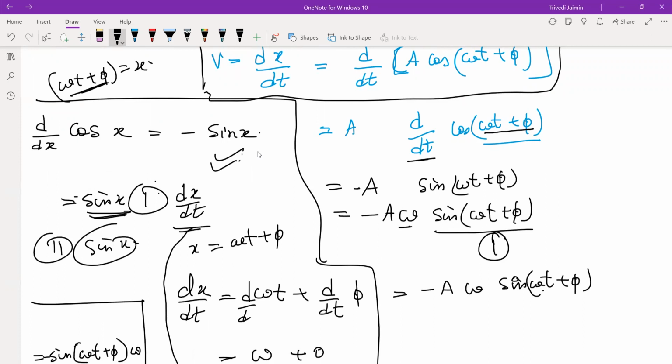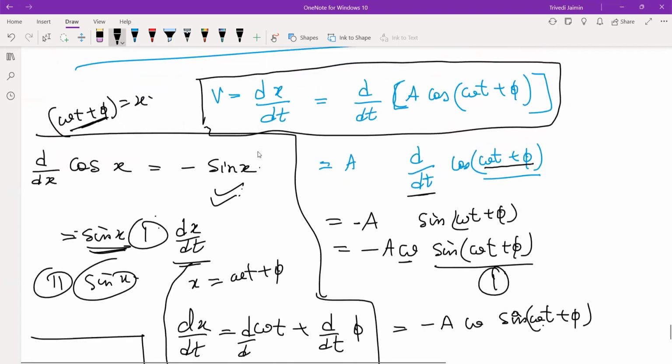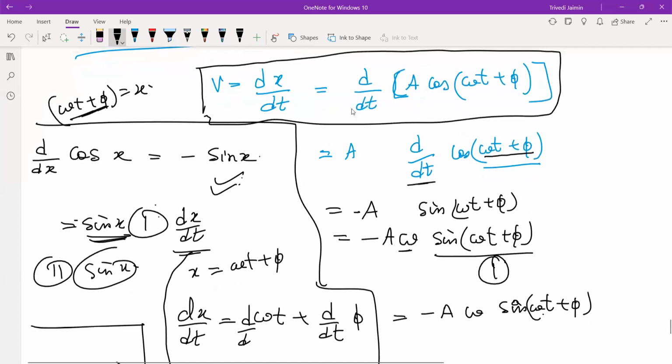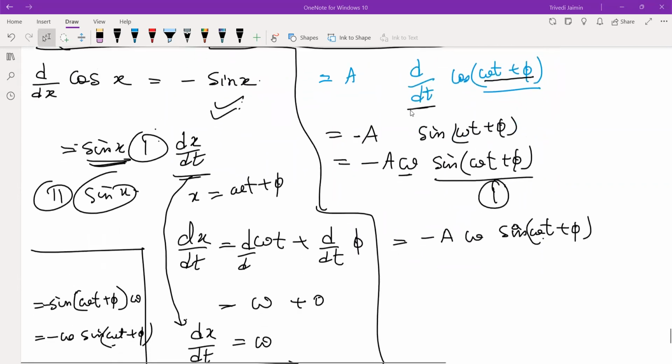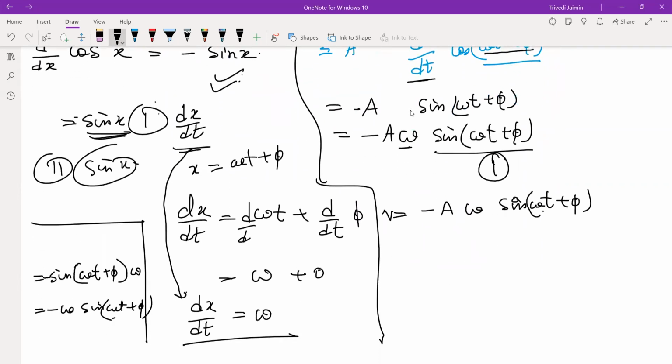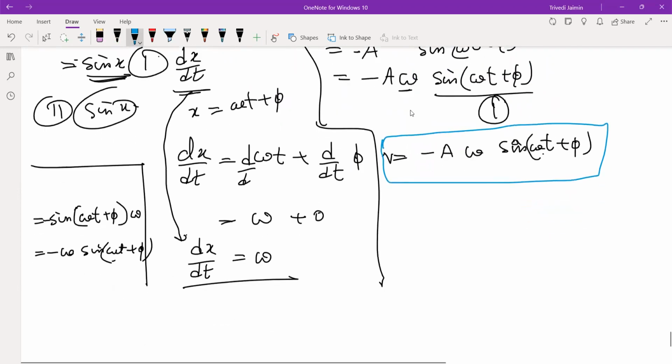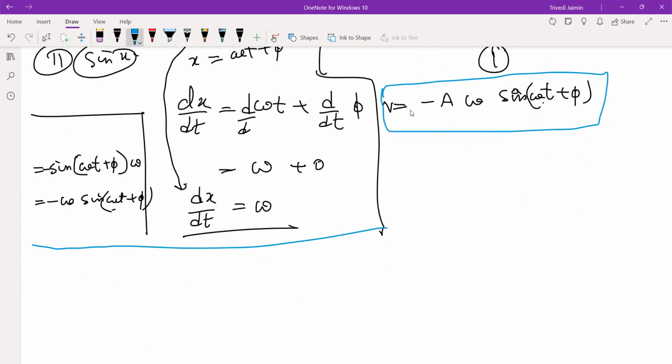Understood? Yes, sir. Clear? 100%? 100%, sir. What about the others? Devanshika? Yes, I understand. Okay, because I'm going to ask you to solve for acceleration. We got this velocity, this was velocity v. So let me box this. Okay, so a equals dv by dt. Now what you have to do? You differentiate this term, d by dt of minus a omega sin omega t plus phi.